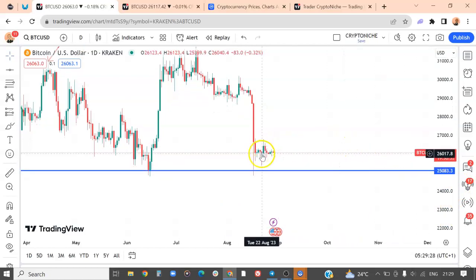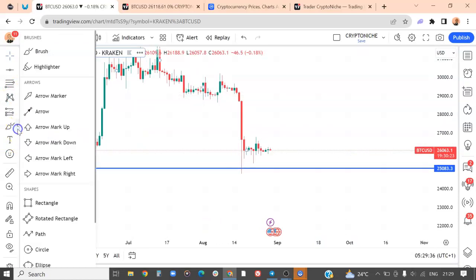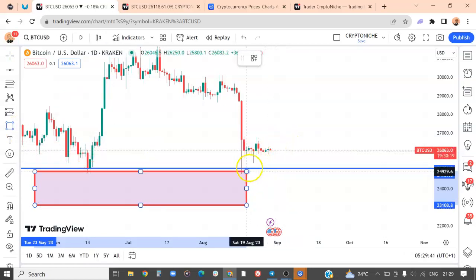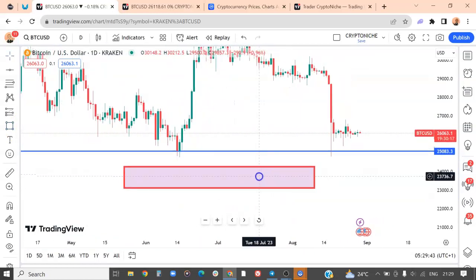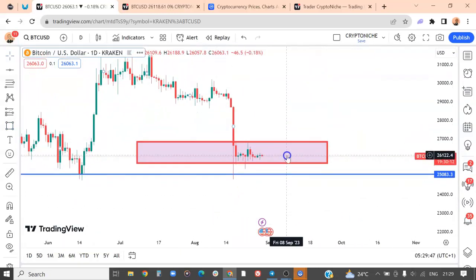Ever since we've been parabolating, it's been standing still at this level. So this is what will likely play out. We have a box. Of course, Bitcoin is boxed right now, like it's boxed up. Let me move this. Something like this will happen.